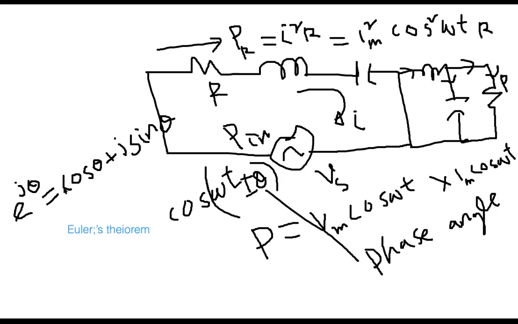So this means that this is a complex number. Cosine theta is called the real part. The sine theta is called the imaginary part. And then the whole thing is the complex number. That is the thing I was showing you here.